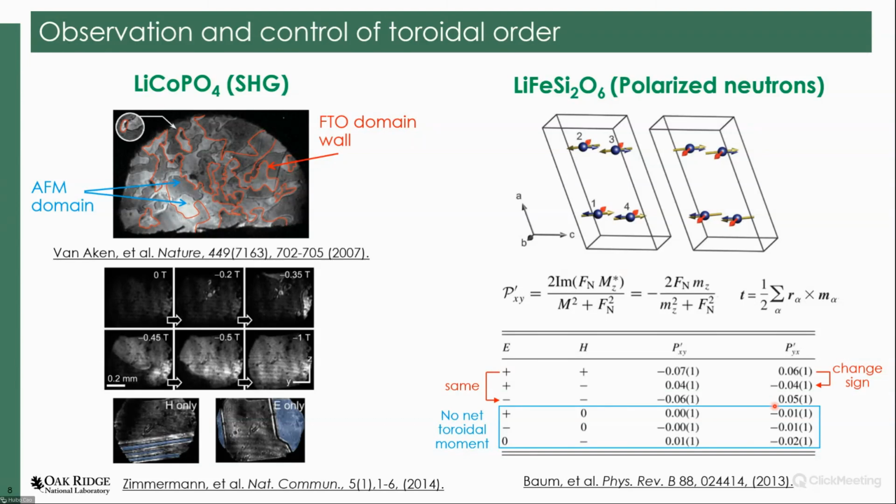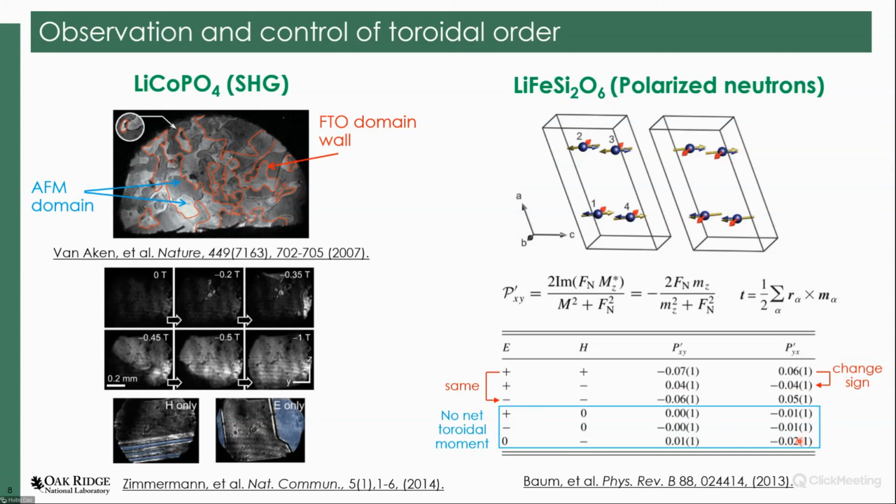It shows how to do the domain control. You require cross-field control. If you apply only one field, they don't see any domain ratio change here. So that's from the spherical polarized neutron diffractometer.